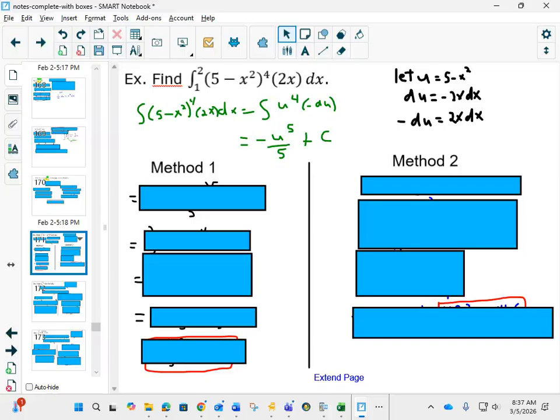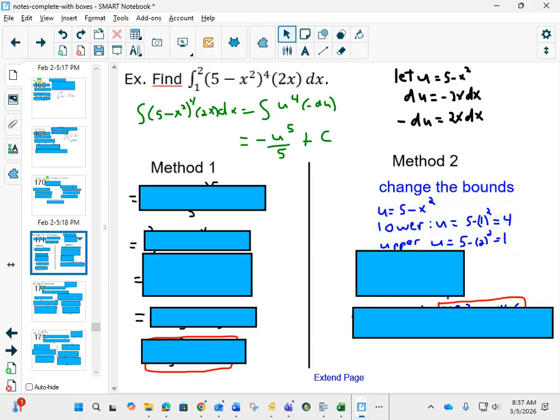Now, my favorite technique is to use method 2. If we're substituting u, that changes the bounds. Because if u is equal to 5 minus x squared, well, then when the lower bound x was 1, that would make my u equal to 4 when I plug in a 1 for x. And my upper bound, when x was 2, that would change my u to 1.